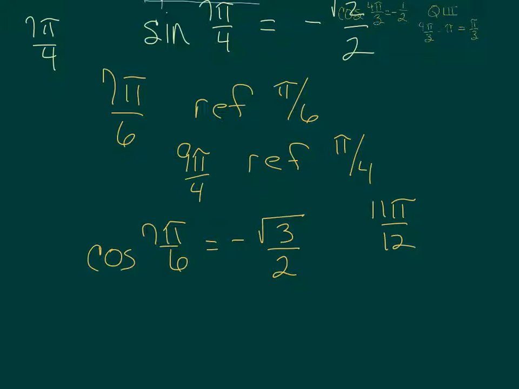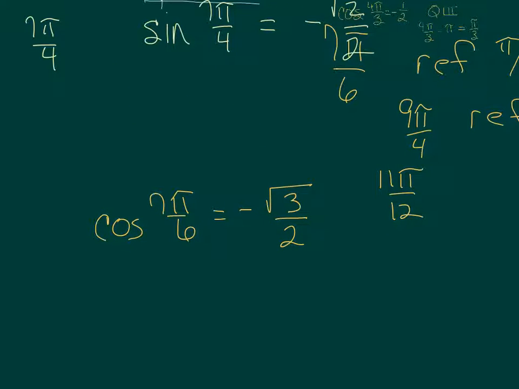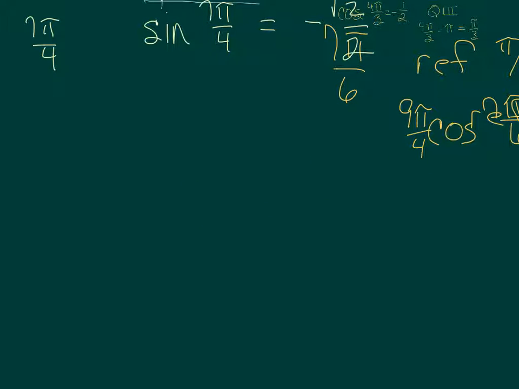Let's think about 4 pi over 3. Did we do that one? Cosine of 4 pi over 3? Yeah, I think we did that one. Sine of 5 pi over 3. Okay, they're saying negative square root of 3 over 2.